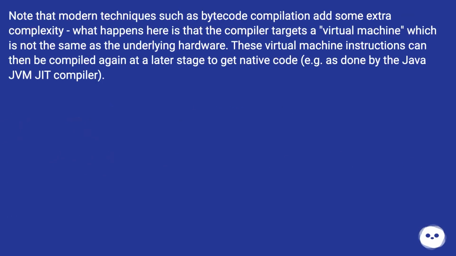Note that modern techniques such as bytecode compilation add some extra complexity. What happens here is that the compiler targets a virtual machine which is not the same as the underlying hardware. These virtual machine instructions can then be compiled again at a later stage to get native code, for example as done by the Java JVM compiler.